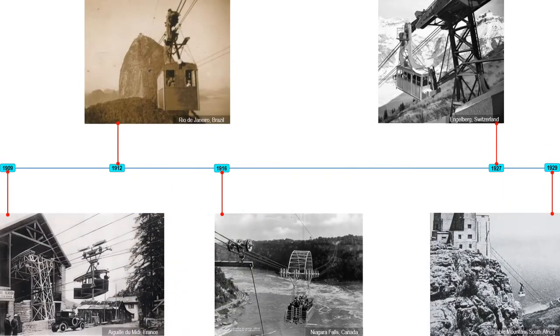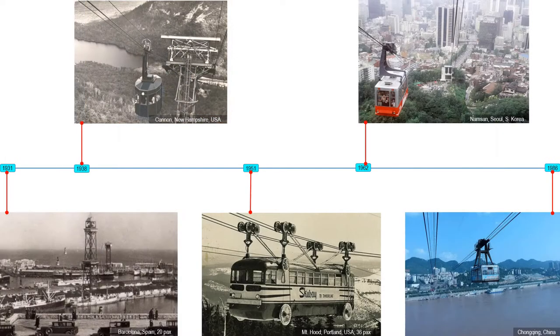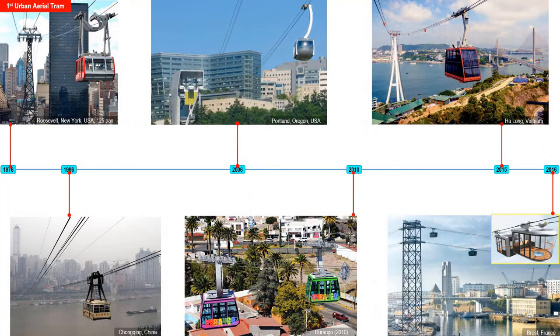These are photos of aerial tram installations from 1909 to 1929. These are photos of aerial tram installations from 1931 to 1986. The first urban application of an aerial tram was installed in New York in 1976. It was followed by higher capacity models in several cities.